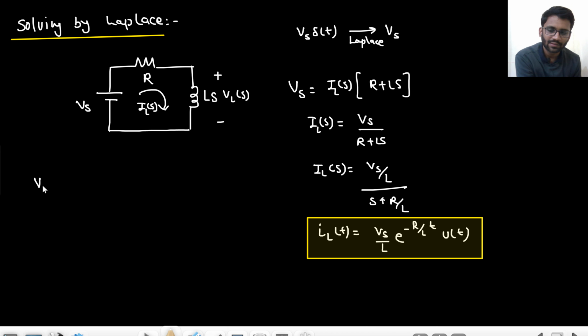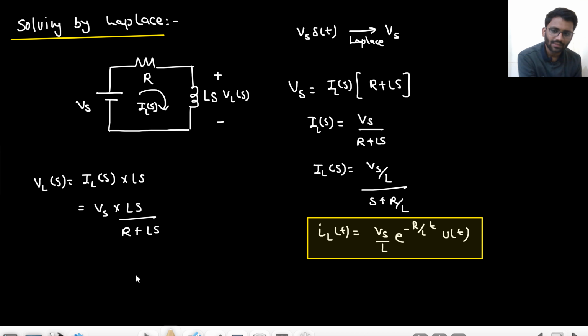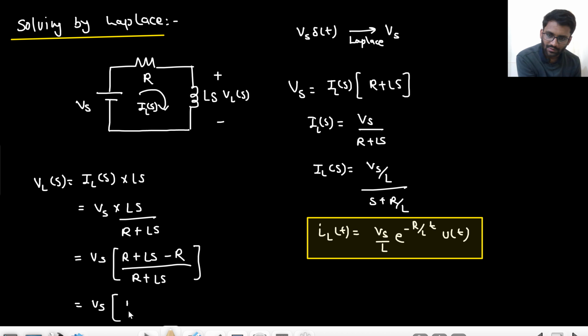Okay. What about VLS? VLS is ILS into LS, right? So Vs into Ls upon R plus Ls, right? So you have to break it down actually. Yeah, we have to break it down. So how will we break it down? I can do something like this: R plus Ls minus R upon R plus Ls. Vs 1 minus 1 upon S plus L by R, right?